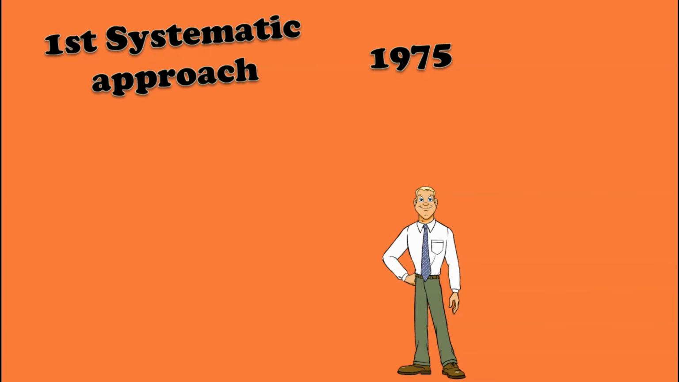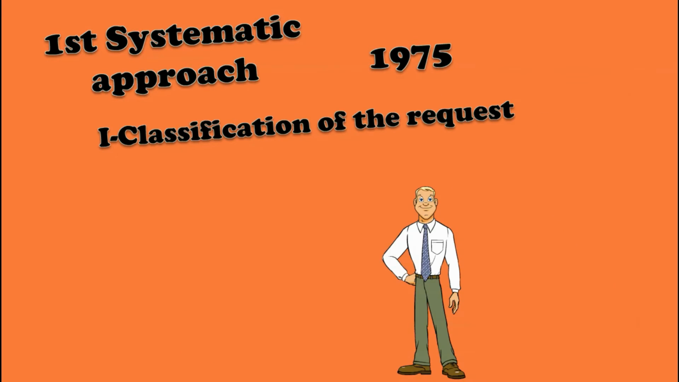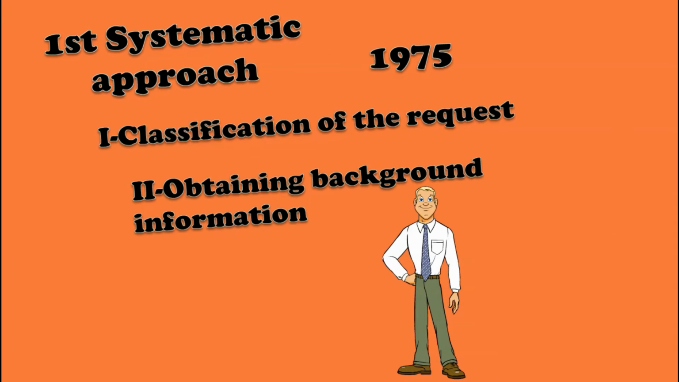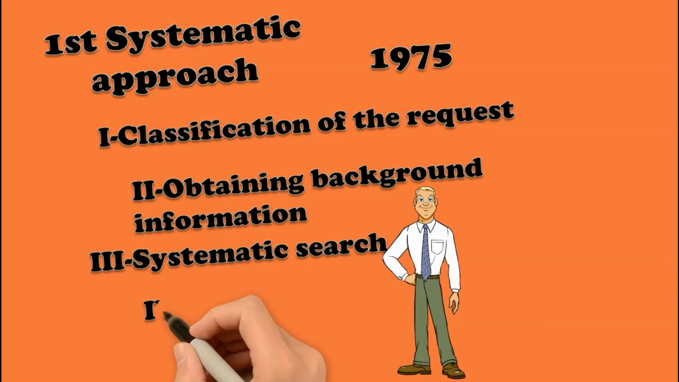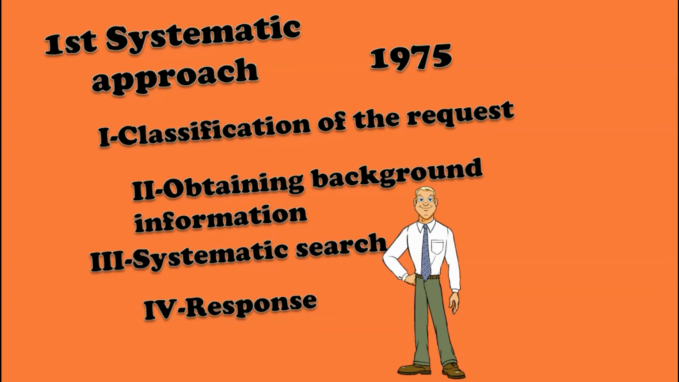So, paano ba yung flow ng first systematic approach natin? First step na ginagawa nila is to classify the request, or simply classification of the request. Second is obtaining background information of the requester or simply the patient. Third step is to do a systematic search. Alam na natin yan dahil na-discuss na natin yan. And fourth is to present your response. And with the last step, having a reclassification of the information. So, ganyan yung pinakaunang systematic approach sa ating mga queries or sa mga requests for information, guys.